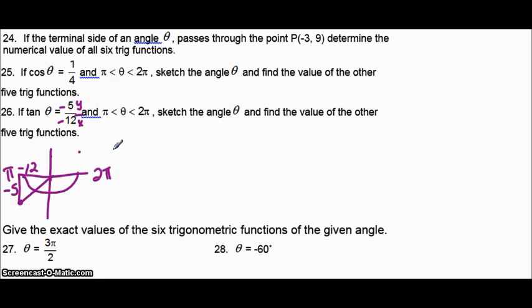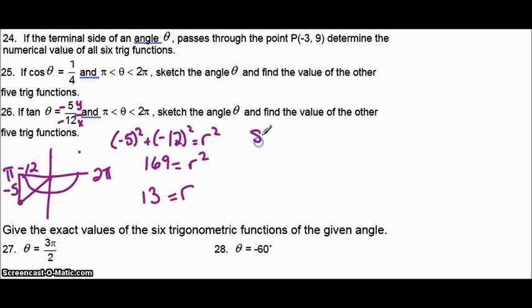Now we do find r by using the Pythagorean theorem. So we say negative 5 squared plus negative 12 squared equals r squared. So that's 25 plus 144 is 169, and r is 13. Okay, so putting that together, we have sine theta is y over r, so that's going to be negative 5 over 13.